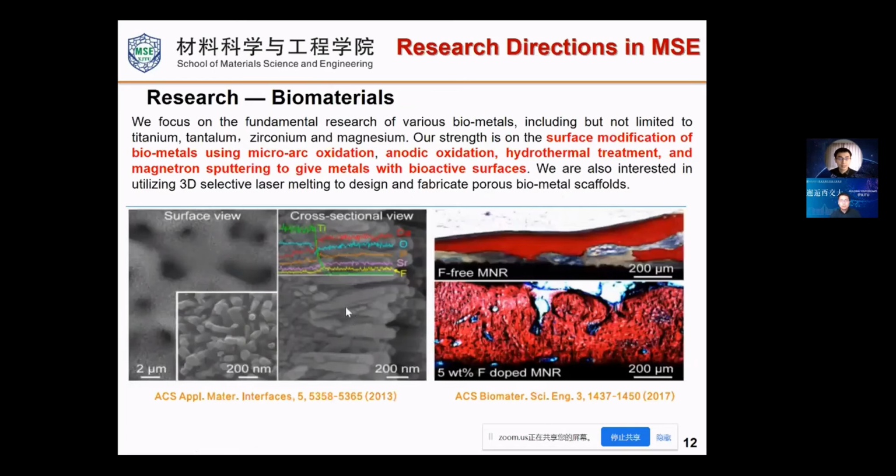Okay, the last research direction is about biomaterials. We focus on the fundamental research of different biometals, including but not limited to titanium, tantalum, and magnesium. Our strength is in the surface modification of biometals using different technologies such as hydrothermal treatment and sputtering to give metals a bioactive surface. We're also interested in using 3D selective laser melting to design and fabricate biometal scaffolds.